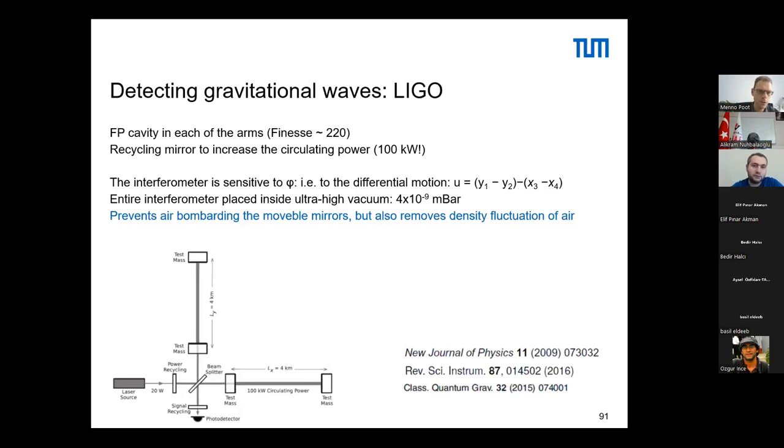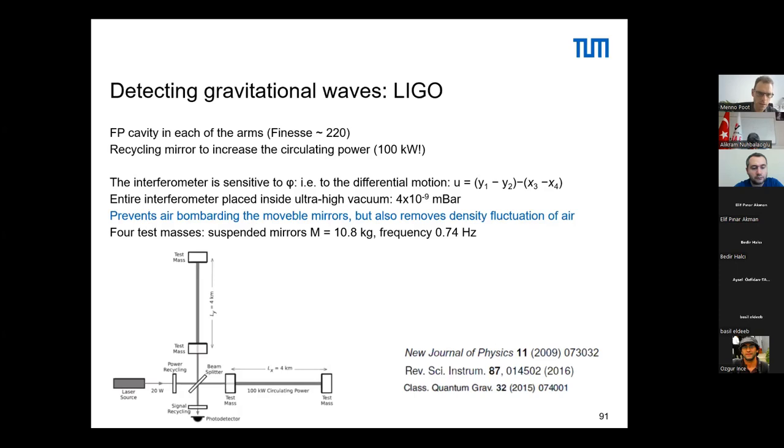Well, there are two reasons. First of all, they want to prevent air molecules from bombarding the movable mirrors, because that, of course, would also mean additional forces that you don't want. They want to measure the force from the gravitational waves and not the force coming from the air molecules bombarding the movable mirrors. But another thing is they are using the Fabry Perot cavity to measure the displacements. And if there's a small fluctuation in the density of the air in here or in here, then it will change the refractive index and therefore also the resonance condition of the light in these cavities, and act as if the mirror was moving, whereas it actually was just a fluctuation of the density in air. So it seems that by pumping this thing down to very low pressures, they can at least get rid of those contributions.